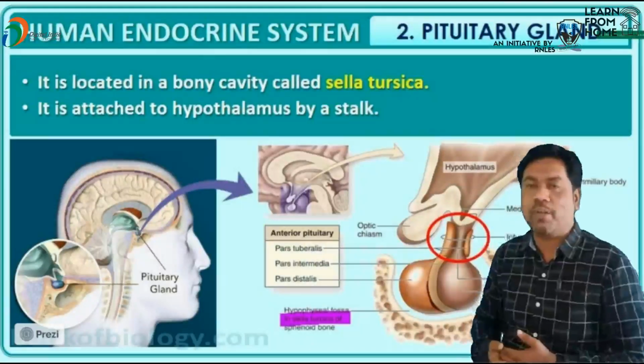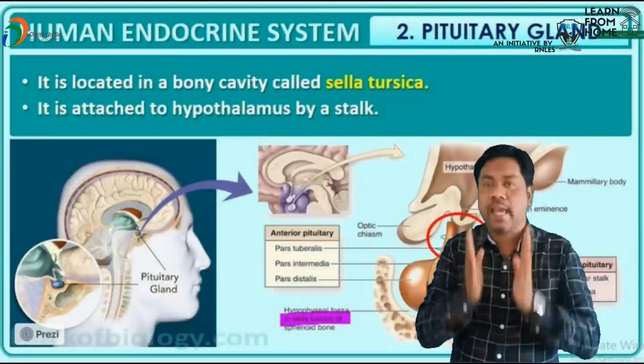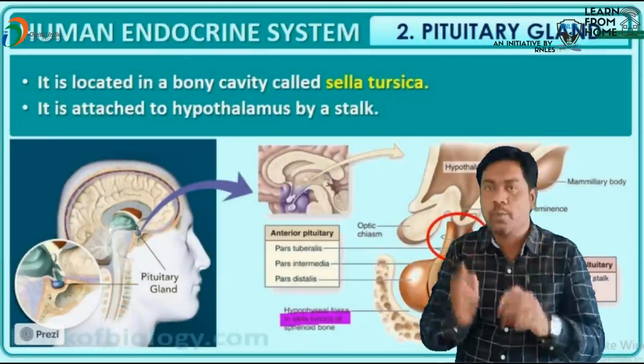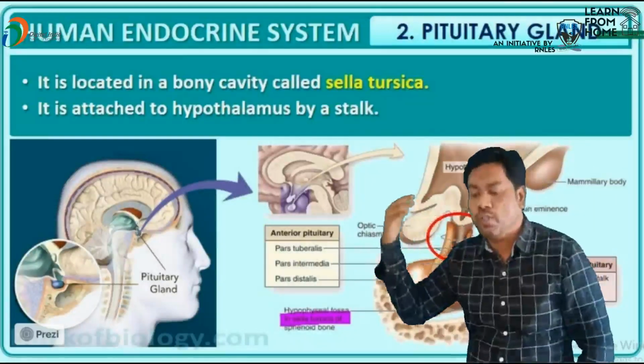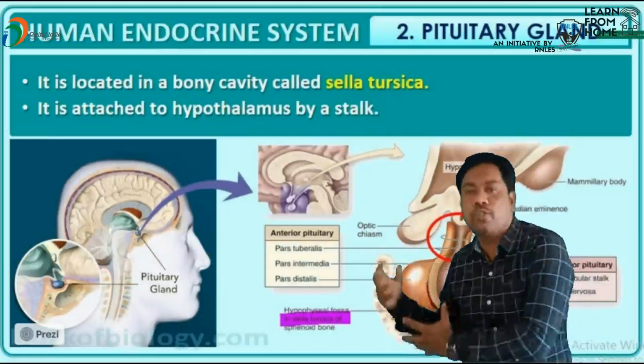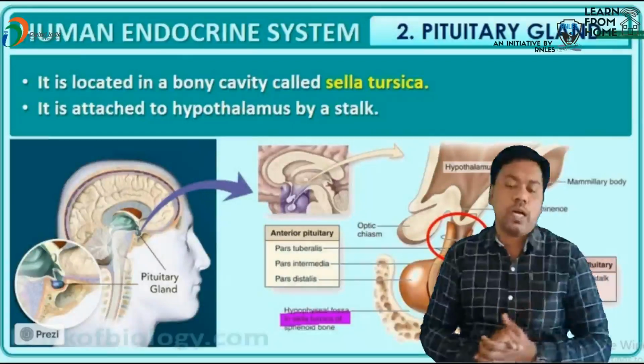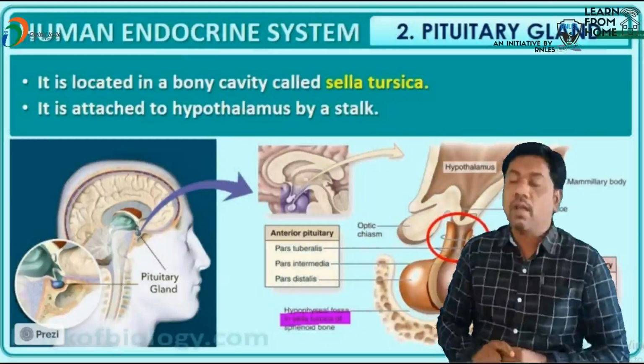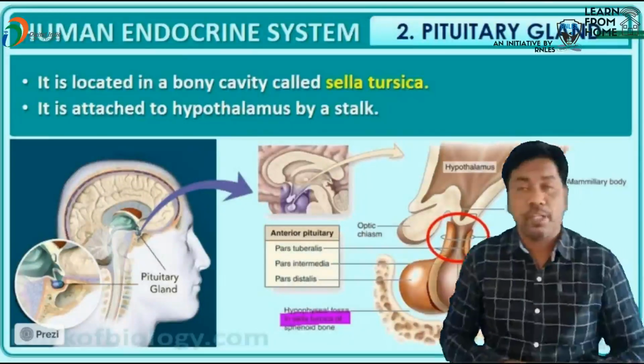This is very important, beta. Anatomically, how many lobes does it have, beta? Two lobes, the anterior lobe and the posterior lobe. The anterior lobe is known as the adenohypophysis, and the posterior lobe is known as the neurohypophysis. So this is very important for competitive examinations.